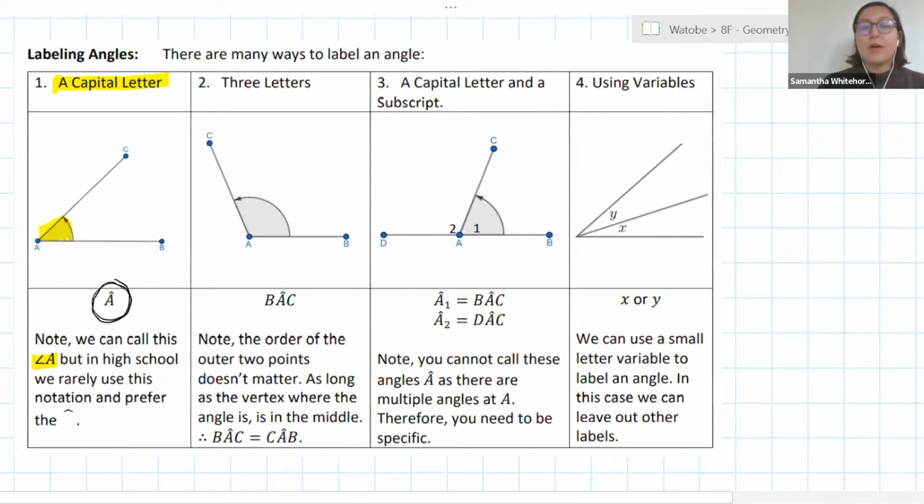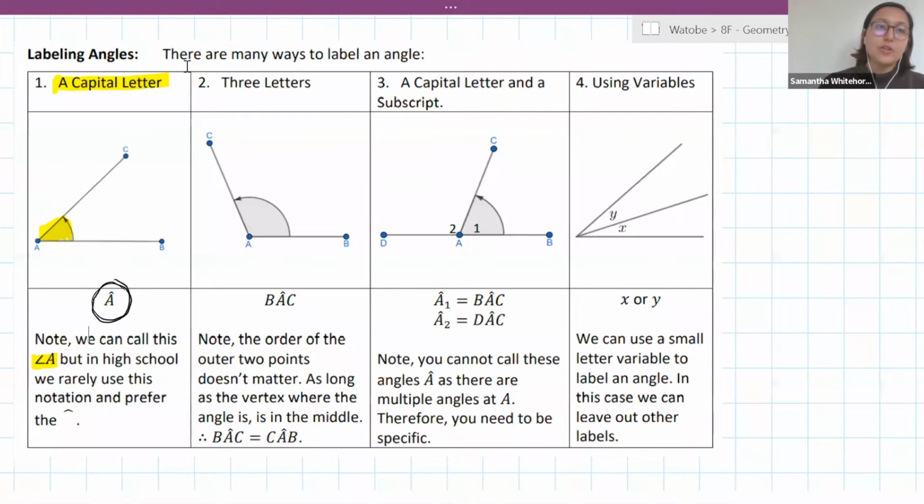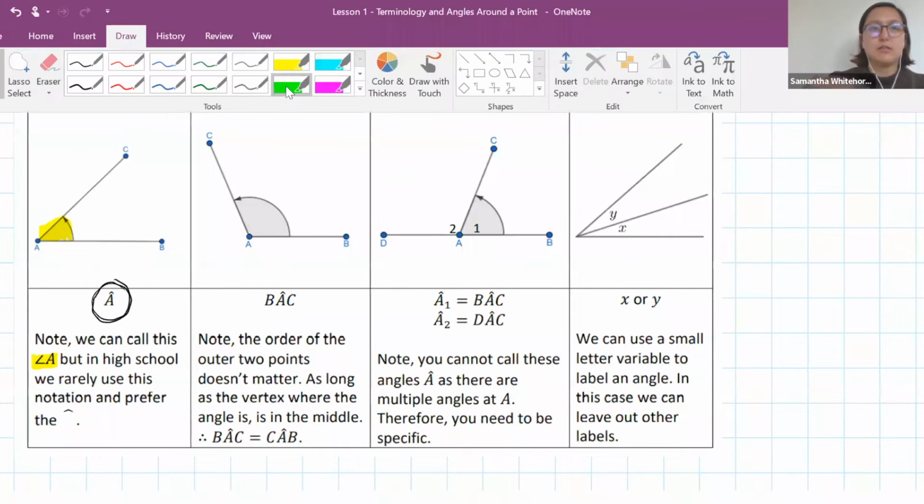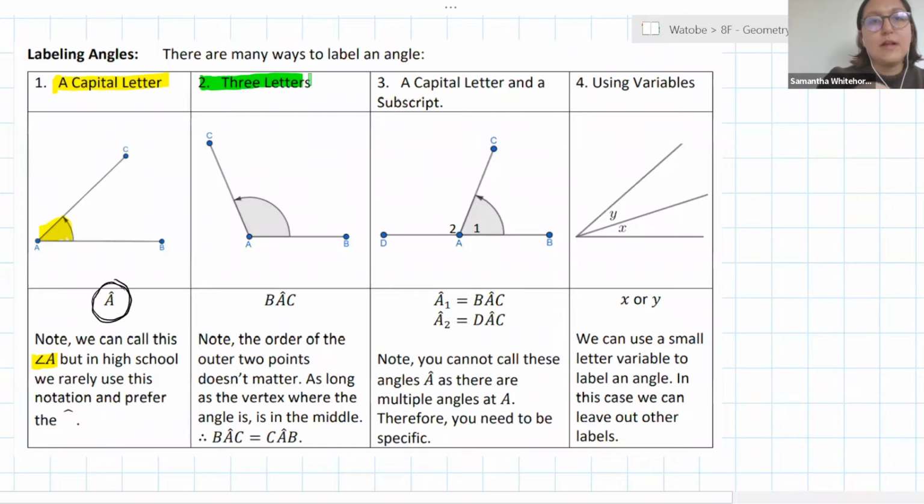Now, this isn't very commonly used as our type of naming of angles, mostly because oftentimes there will be more than one angle at a common point. And so we need to be very clear about the angle that we are talking about. So if we go over to the next way we can label an angle, three letters is often the way that we label angles.